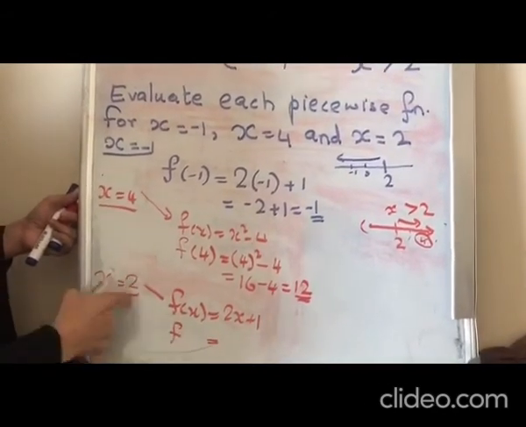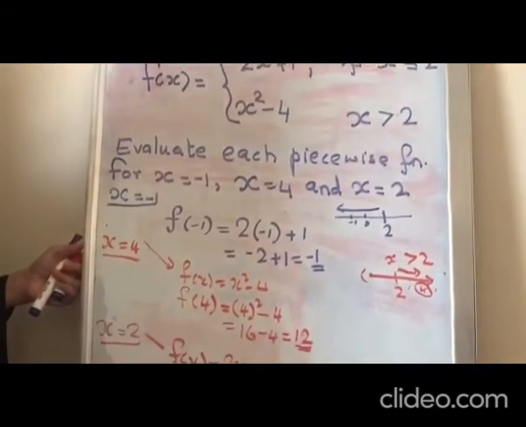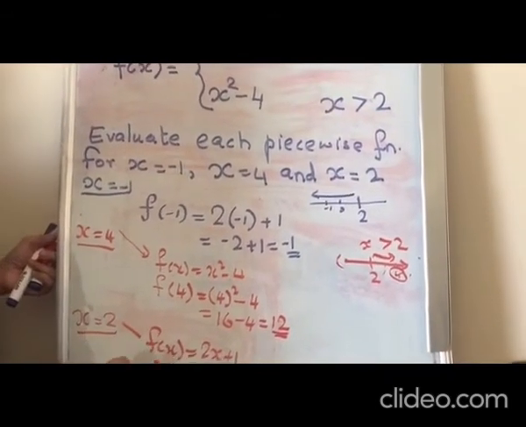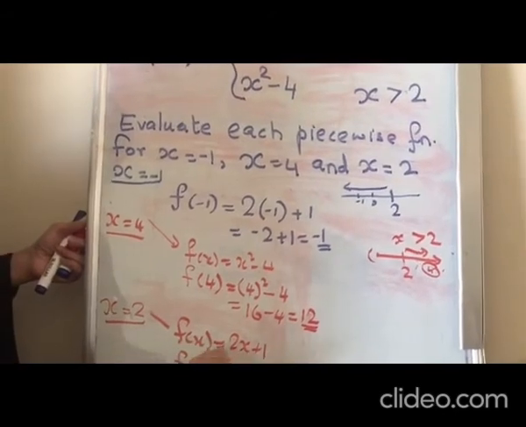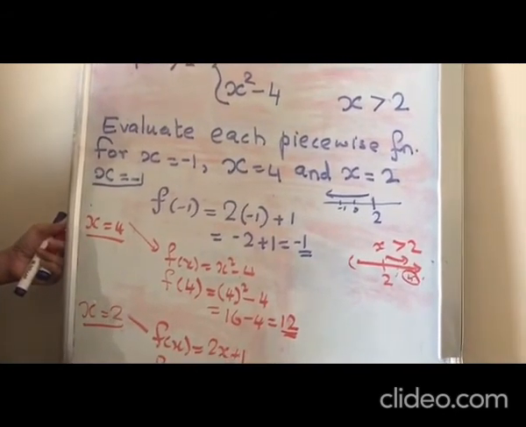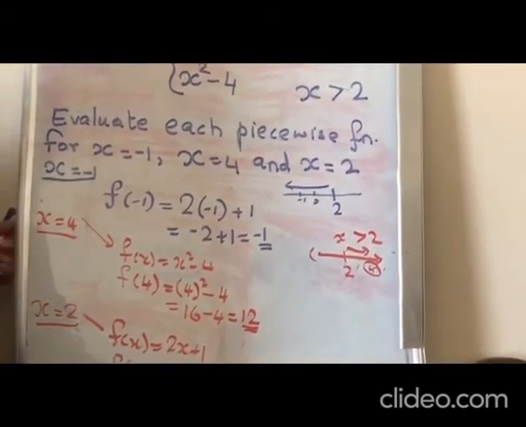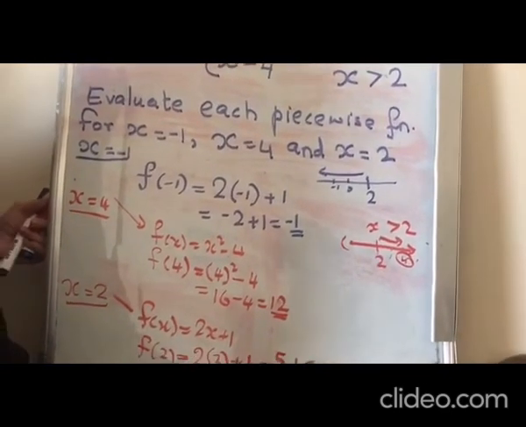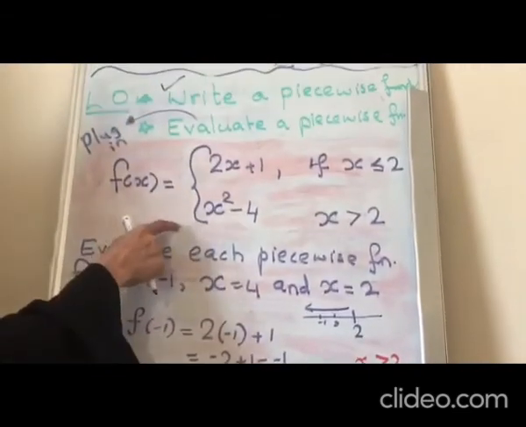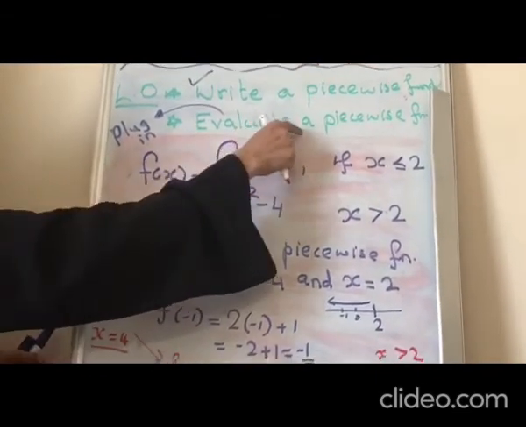f of 2. Evaluate, plug in. Wherever you find x, put it. Plug in there. 2 will remain that 2. x is going to be 2 plus 1. 2 times 2 will give me 4. 4 plus 1 will give me 5. And that's it. So that's the end of evaluating a piecewise function.